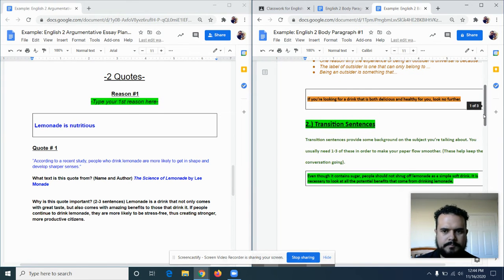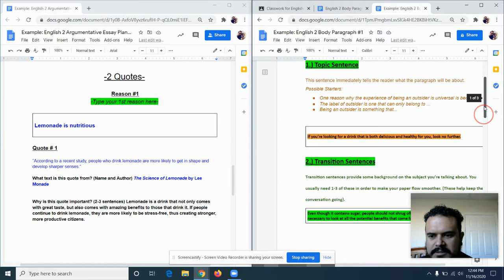So your topic sentence is where you tell us straight up, just tell us what your paragraph is about. If you don't want to struggle, if you just want to get it done, you can borrow one of these. One reason why the experience of being an outsider is universal or is not universal is because, and then just say it. The label of outsider is one that can belong to those that feel blah blah blah.